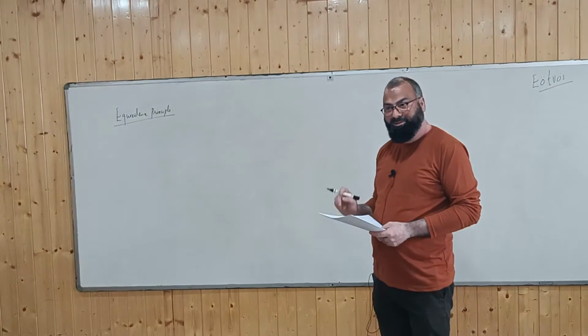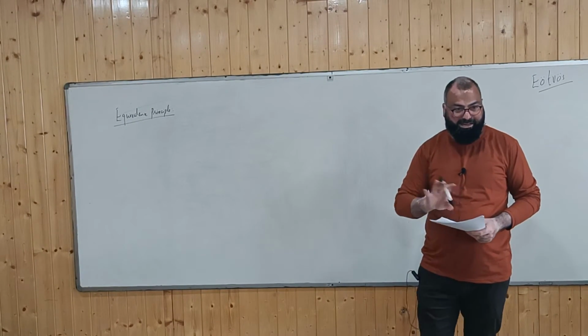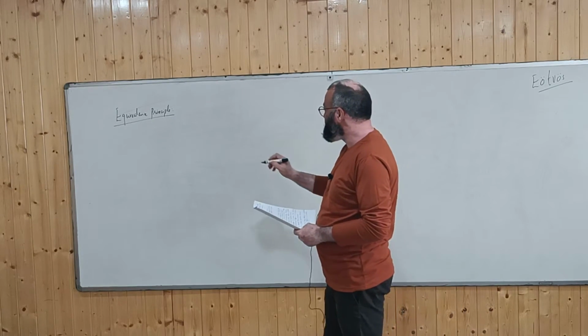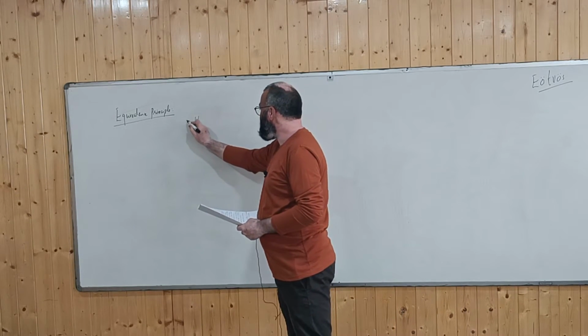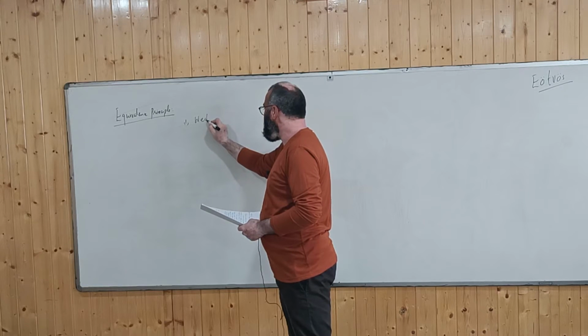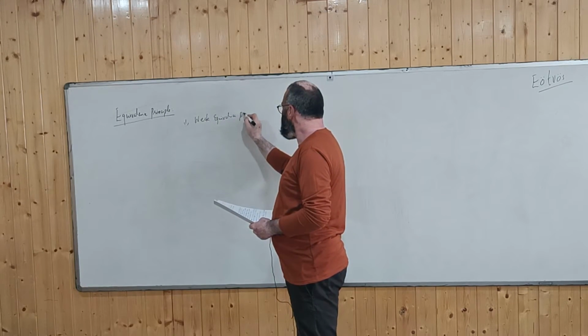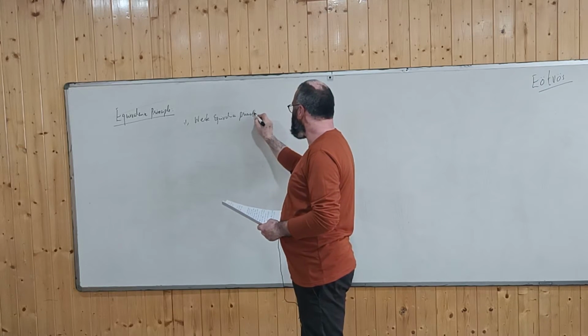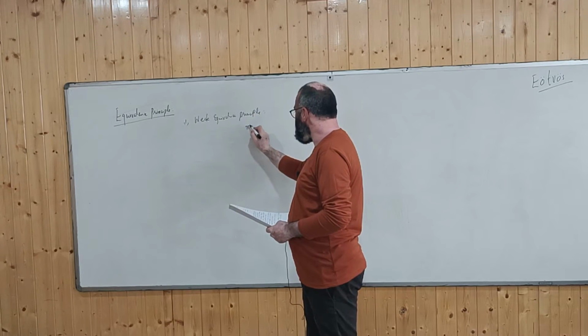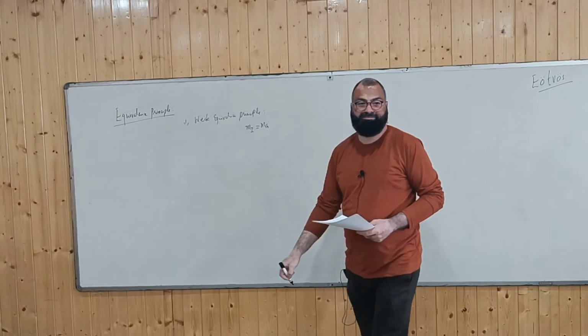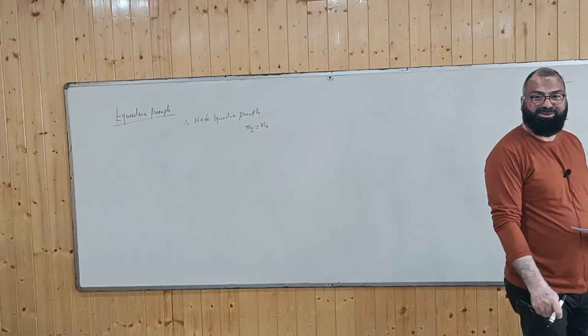The equivalence principle has several parts. The first part is what we call the weak equivalence principle. It is a restatement of this: Mi is equal to Mg. Inertial mass is the same as what? Gravitational mass.